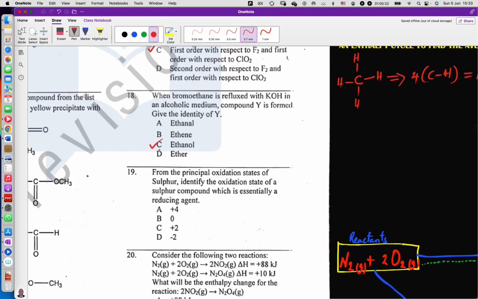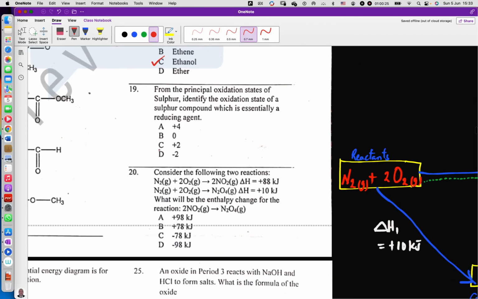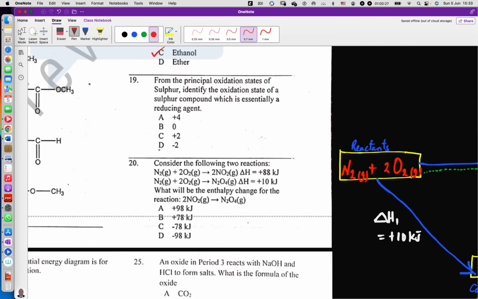Question number 19. From the principal oxidation state of sulfur, identify the oxidation state of a sulfur compound, which is essentially a reducing agent. Remember, a sulfur compound that is a reducing agent is a pollutant. We did it when we were doing environmental chemistry.